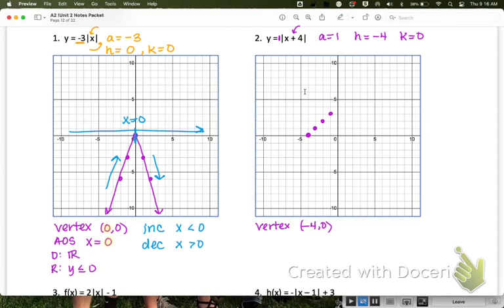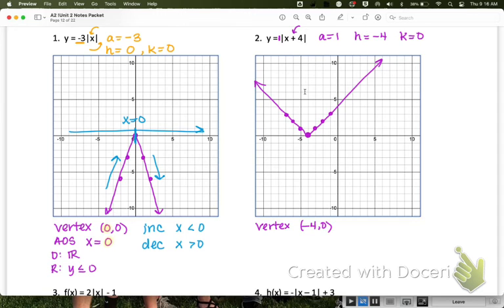I'll do that a few times. And then I go back to my vertex, and I go up 1, backwards 1. And I do that a few times. So there is my V shape. Remember to extend your graphs all the way to the edge. That was a crooked line. And there's our graph. Ta-da! No stretches or shrinks and no reflections. So that looks exactly like I want it to.